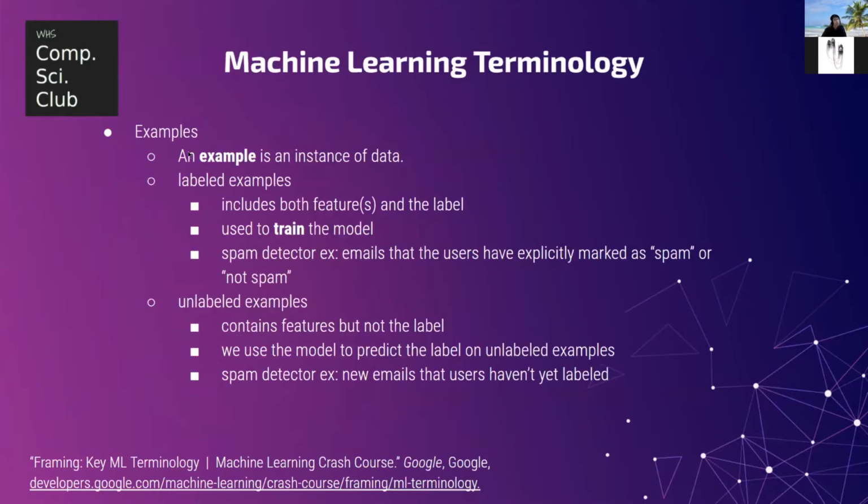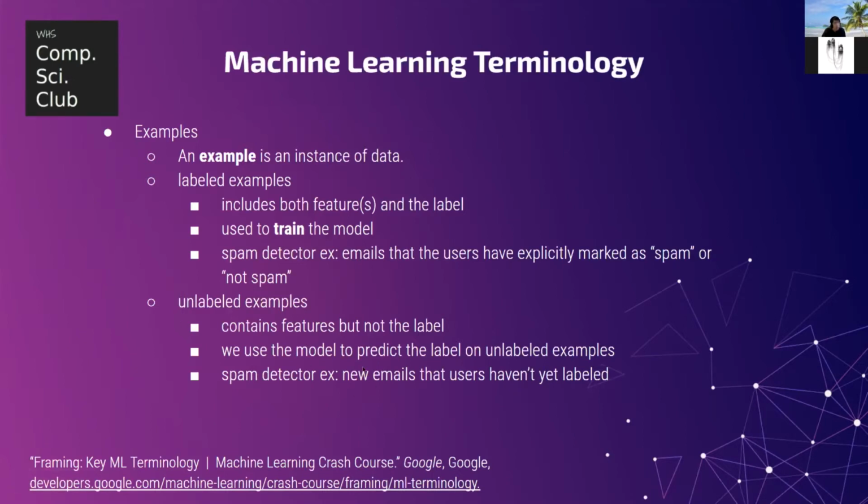Then we have examples. We have two different types. Labeled examples are features and labels. Basically, if I mark an email explicitly as spam or not spam, it has been marked by me, so it's a labeled example. An unlabeled example is the opposite. An email is in your inbox and it has not been labeled by me yet, so I have not said whether it is spam or not. And so it's unlabeled.